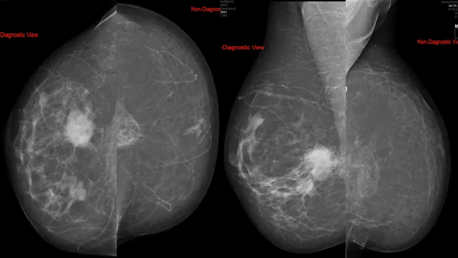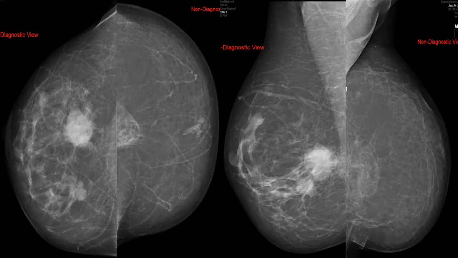The mass is hyperdense with circumscribed, partially obscured margins. Circumscribed or obscured? Circumscribed, partially obscured. How come, Abir? This is a speculated mass. You see, you have multiple hyperdense speculated masses.